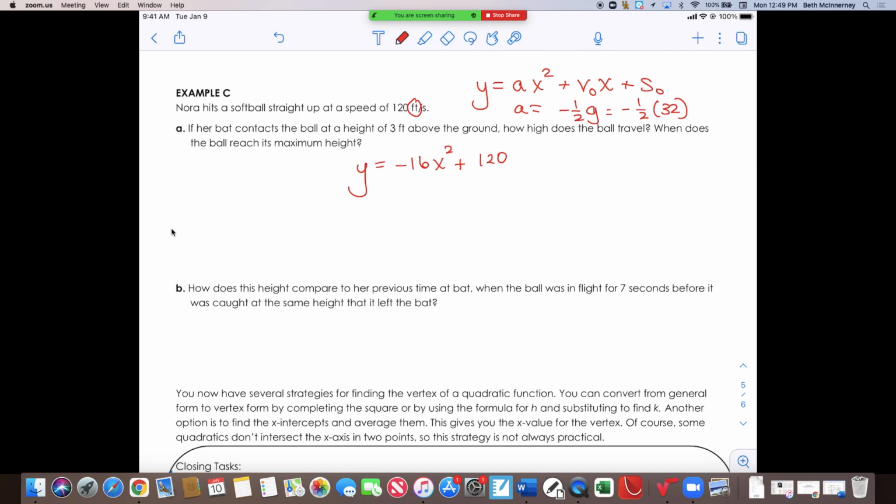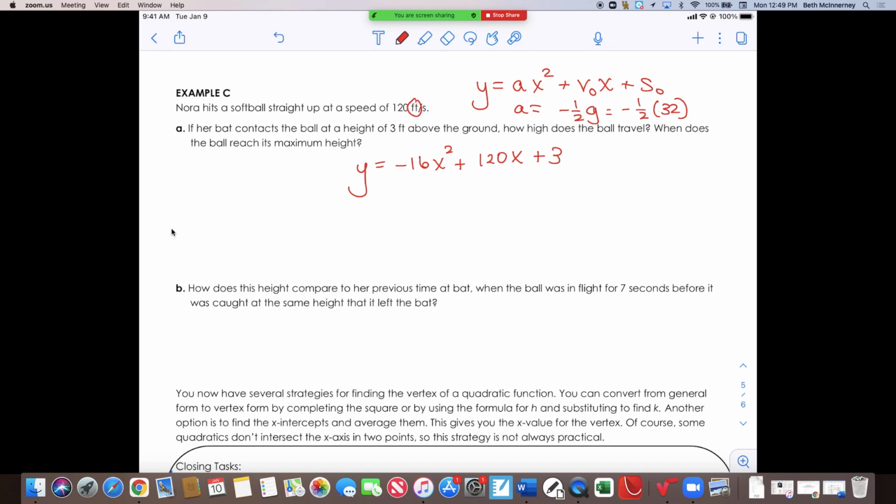Velocity is similar to speed. It's not exactly the same. Speed is the absolute value of velocity, but velocity is how fast the projectile is going, but it also gives us a direction, okay? And then S sub 0 is the initial height, and this is of a ball. So what is the initial height of the ball?